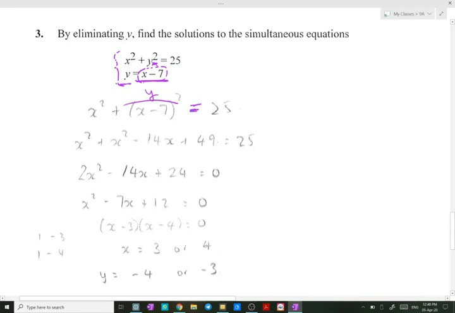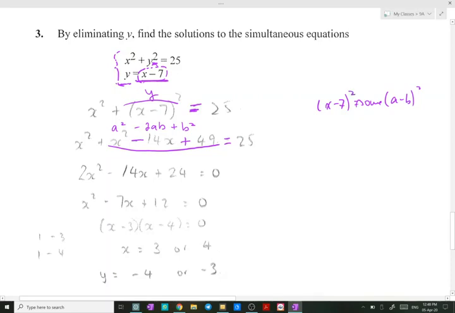Now we expand, and expanding x minus 7 squared, we get x squared minus 14x plus 49. So this is equal to 25. This is because of a squared minus 2ab plus b squared. This is the identity, where x minus 7 squared is the same as a minus b squared.